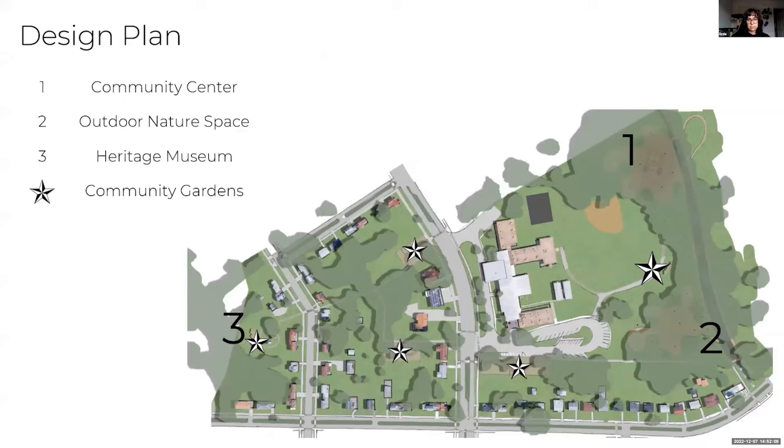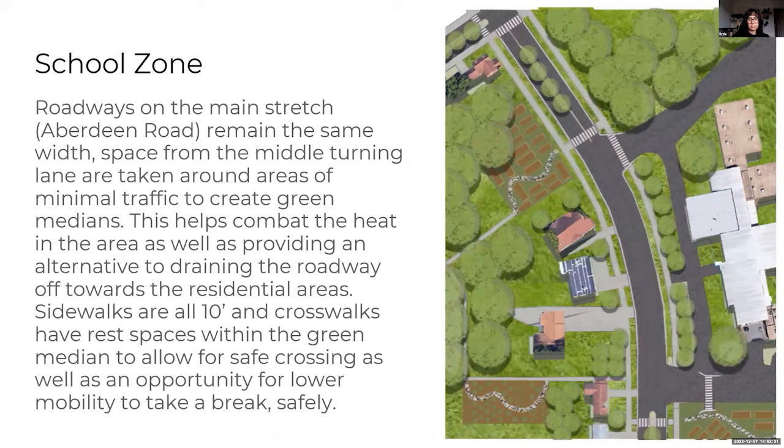So this is the design plan that I have. It's split up into 3 big sections and then highlighting the community gardens. One's the community center, 2 outdoor nature space, and then 3 the heritage museum. And then the big star would represent the neighborhood community gardens, and the smaller stars are more of the pocket gardens. So we're focusing on the school zone.